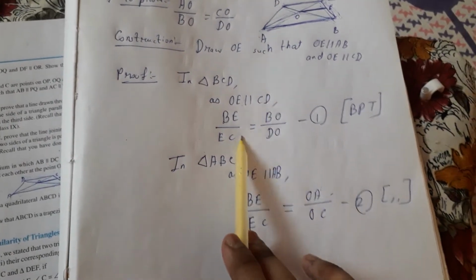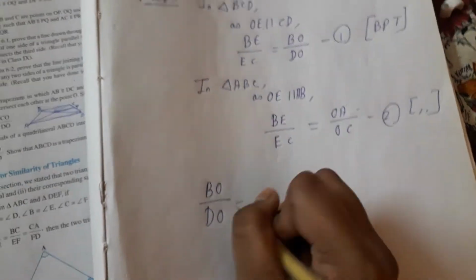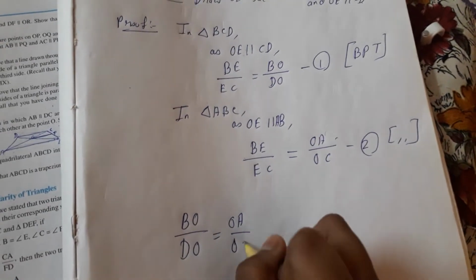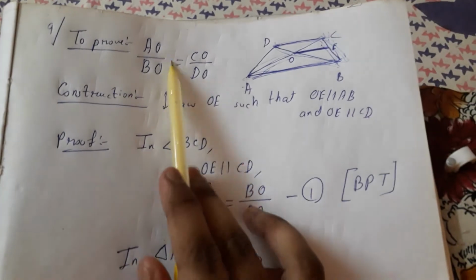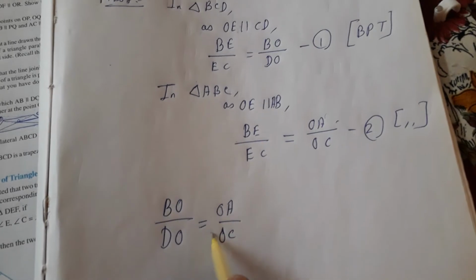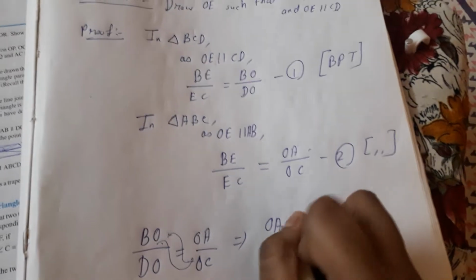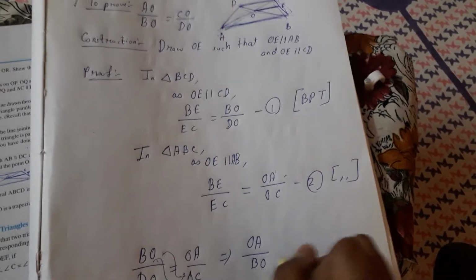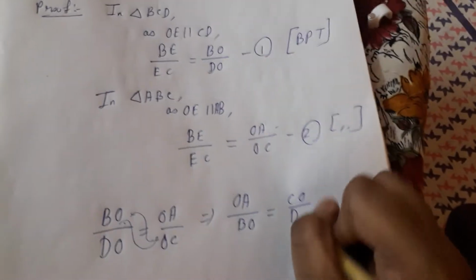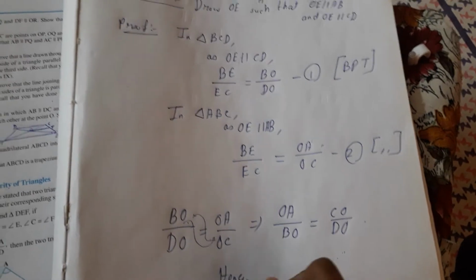Okay. Now see, from 1 and 2 we can say that BO by DO is equals to OA by OC. But you have to prove here AO by BO. So cross multiply, okay. OC will be here and BO will be here. Now write OA by BO is equals to CO by DO. This is what was to be proved here. Hence proved.